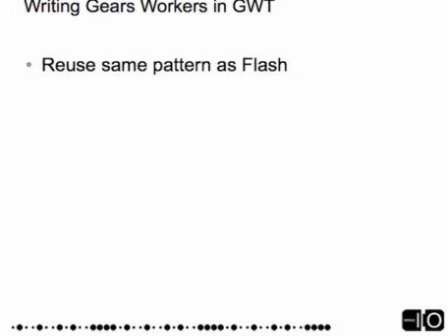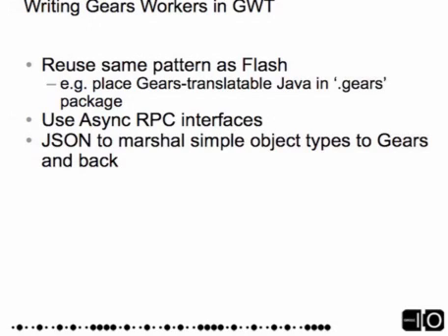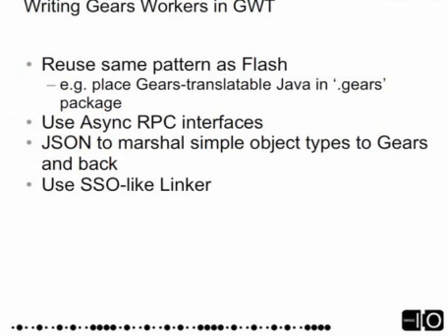Now, if you've been following me so far with this generator, linker pattern and the RPC model, then it's not very hard to imagine how this can be used to do Gears workers. We can reuse the same pattern as Flash. We can place Gears translatable code in a .gears package. We have to use async RPC for Gears workers because it's an asynchronous message passing interface. And because the stuff doesn't get marshaled automatically like it does with Flash or Android, we actually have to marshal some of the more complex types as JSON objects back and forth between the JavaScript VM and the Gears JavaScript VM.